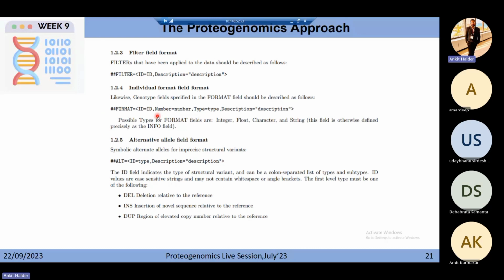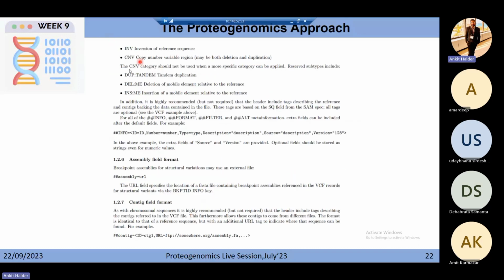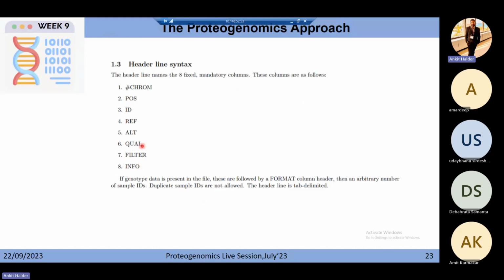So if you are using some other tools and not using ANNOVAR and can still make this kind of field format, then you can go ahead with your database generation. So inversion, copy number, tandem repeats, you can go through these individually. Now the header line syntax.